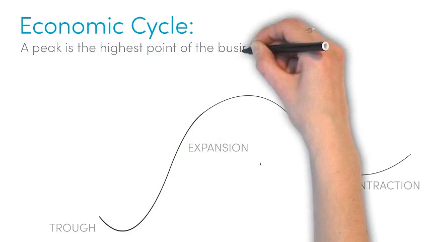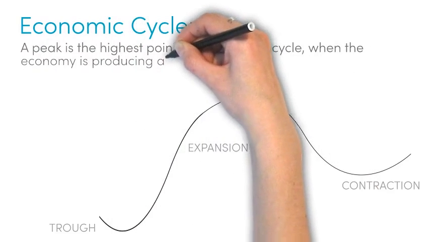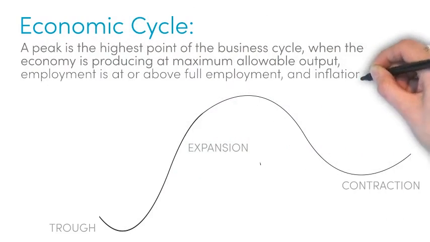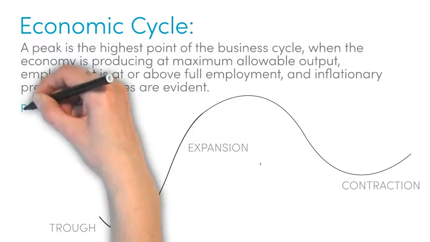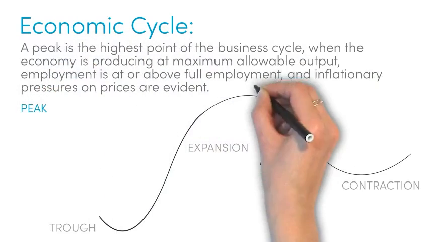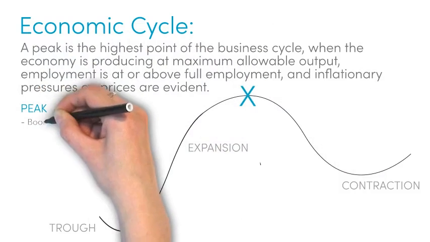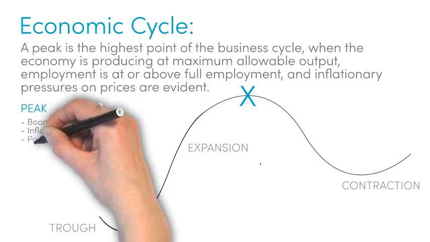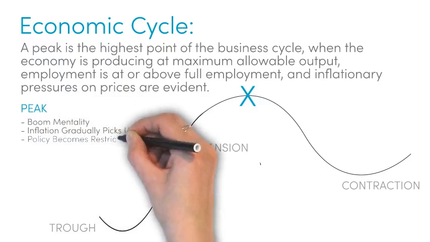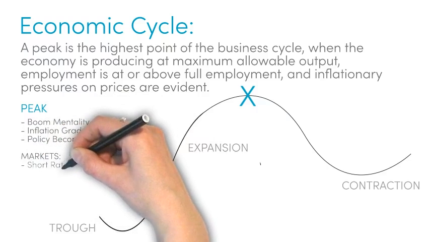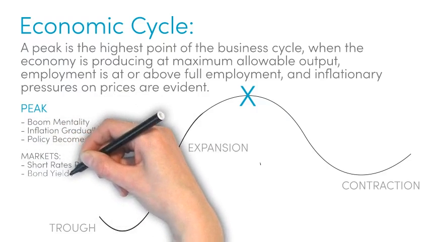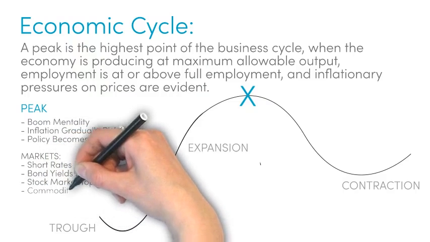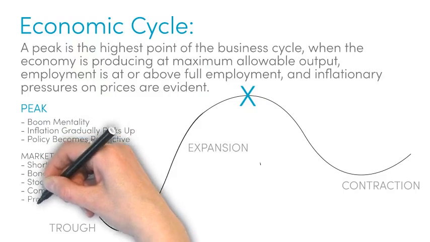A peak is the highest point of the business cycle. When the economy is producing at a maximum allowable output, employment is at or above full employment, and inflationary pressures on prices are evident. A peak period will have characteristics such as a boom mentality, inflation gradually picking up, policy becoming restrictive, and the markets will show short rates rising, bond yields rising, stock market topping out, commodities rising strongly, property prices rising strongly.